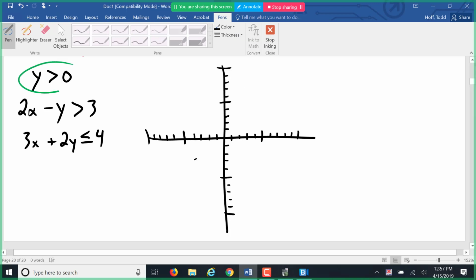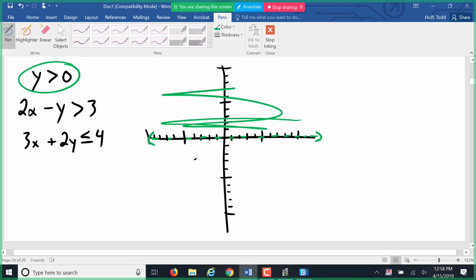So let's start out with this one. Y is greater than 0. Y equals 0 is a horizontal line which is basically just the x, well, not basically, it is the x-axis. Greater than 0 means we color in the top of it.